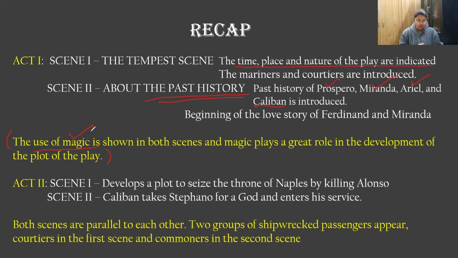Now, Act 2 has two scenes. Scene 1 develops a plot to seize the throne of Naples by killing Alonso. The important incident in this scene is when Antonio instigates Sebastian to kill his own brother. The way Antonio betrayed his own brother, in the same way he wants Sebastian to kill his brother Alonso to get the throne of Naples. And in Scene 2, Caliban takes Stefano for a god and enters his service. Both scenes of Act 2 are parallel to each other. In what way? We are shown two groups of shipwrecked passengers: the courtiers in the first scene, and in the next scene, the group of commoners.